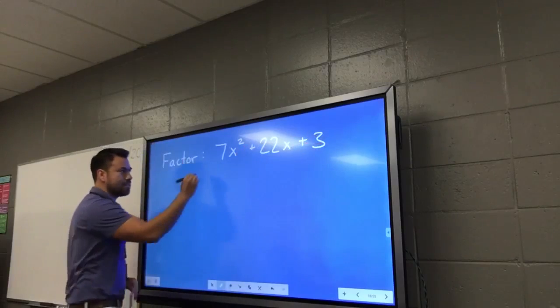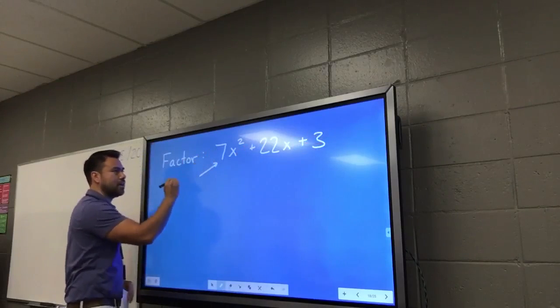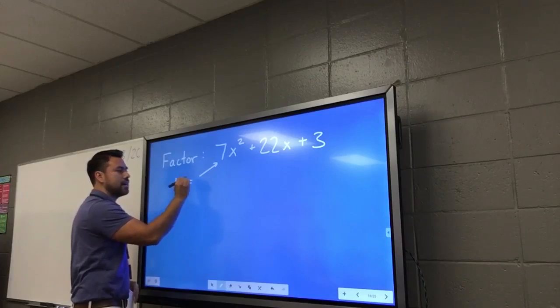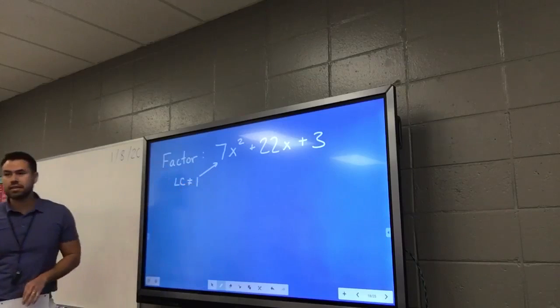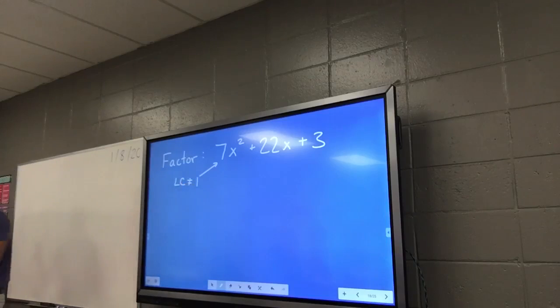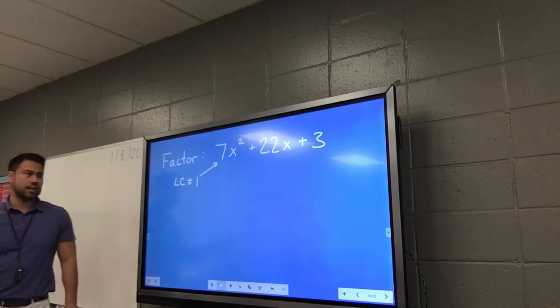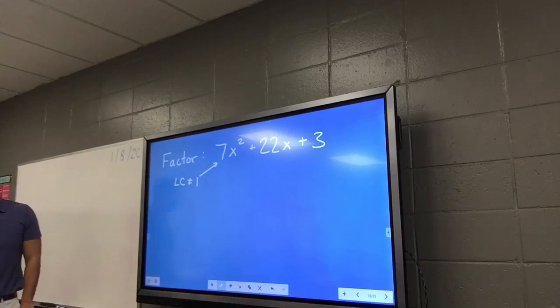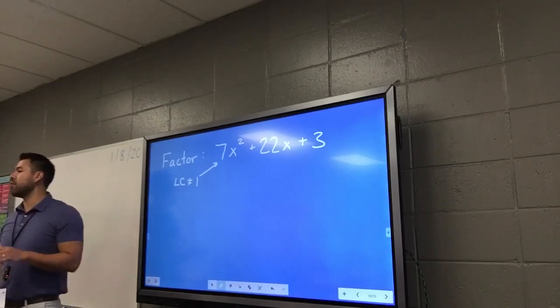Okay, and then I put this in my notes to help you out. This number right here, the LC is not equal to 1, right? It's something other than 1. So we can't just go through our process from lesson 8-2. We can't just do the same thing. But there are similarities, thankfully. There is a shortcut that I want to go over.